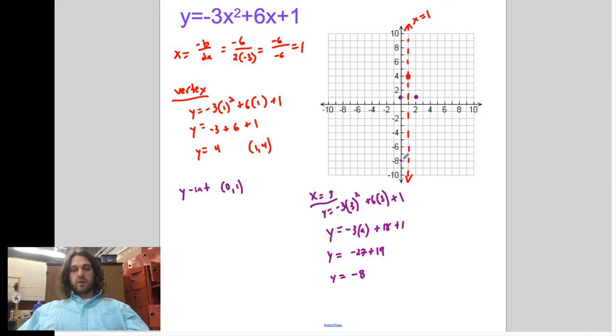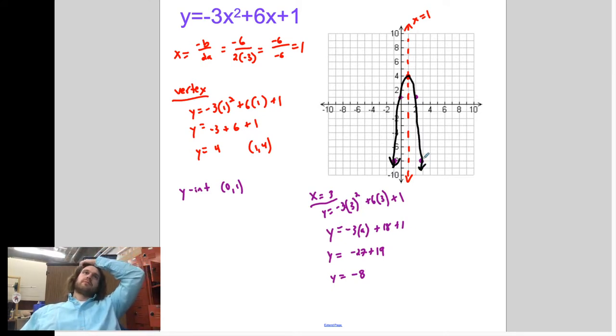When x equals 3, our y value is negative 8, and we can reflect that. Hey, look, that's exactly what we got in the previous one. This is fun. I'm having so much fun. Hey, that wasn't half bad. Okay. There we go.